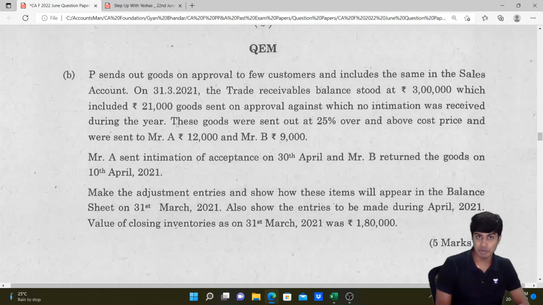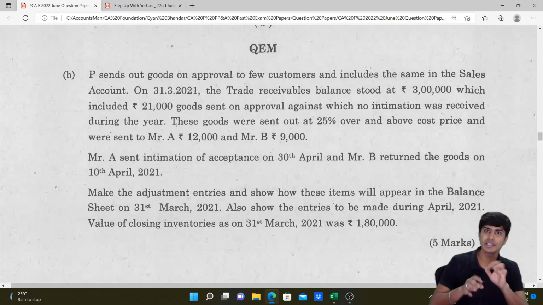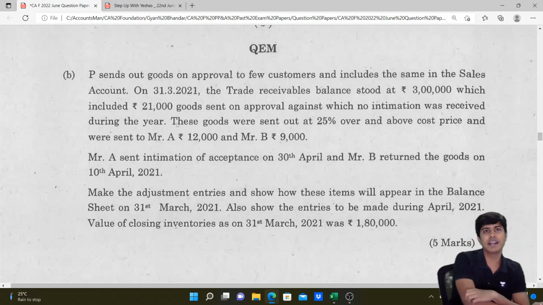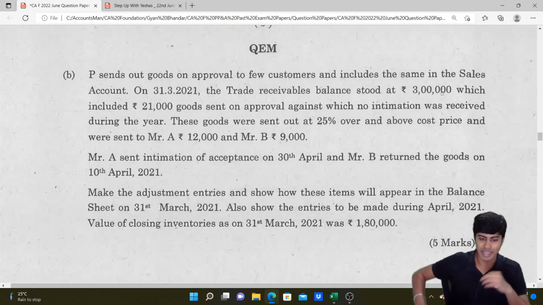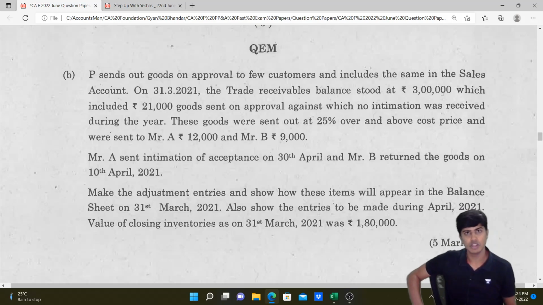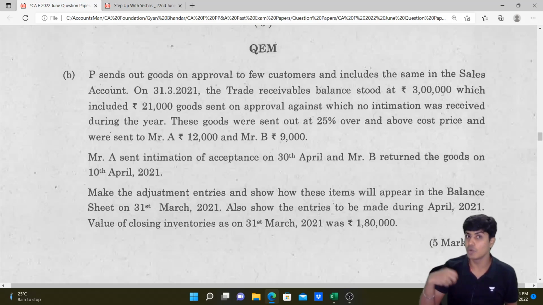So this person has the habit of writing the sales entry when the goods are sent, not when the goods are accepted. Whenever he sends goods on return or approval basis, at the same point he writes the sales journal entry: trade receivable account debit to sales, or that party account debit to sales. On 31st of March 2021, the trade receivables balance stood at 3 lakh, which included 21,000 of goods sent on approval against which no intimation was received during the year. So we sent 21,000 worth of goods on return or approval basis, but the people to whom we sent them have not accepted them at all.